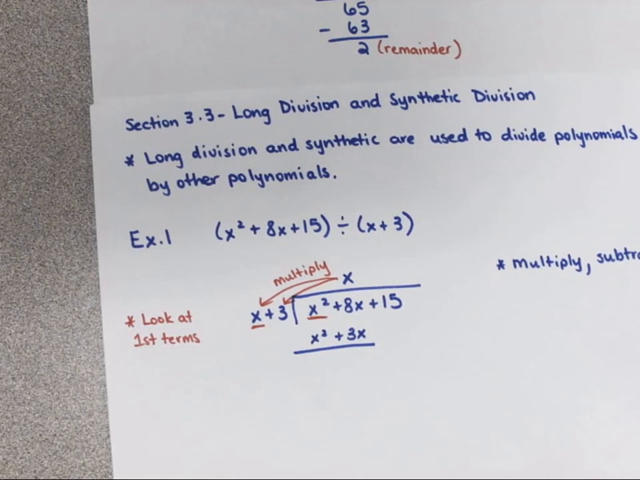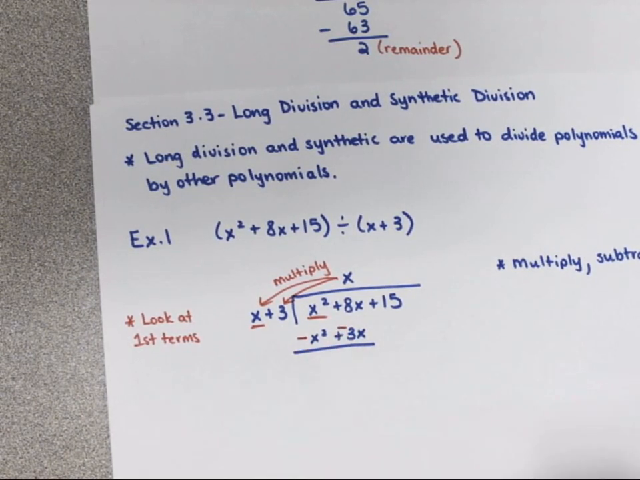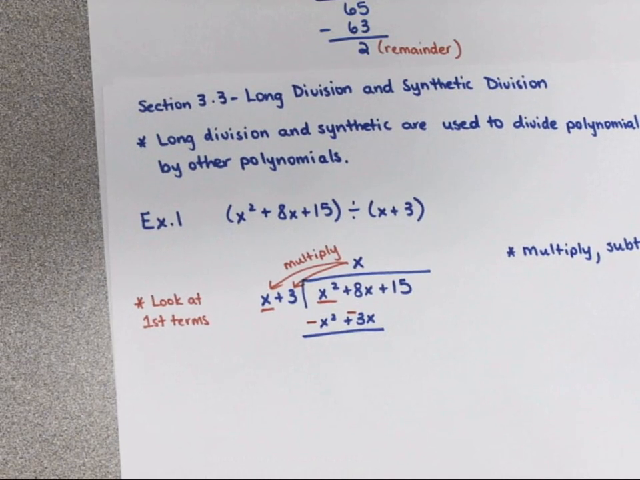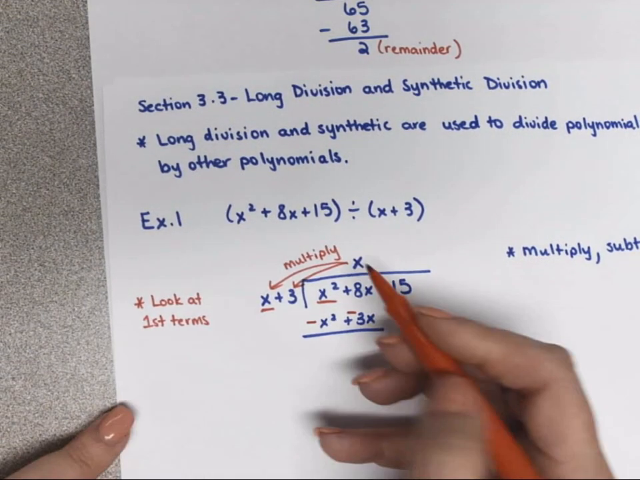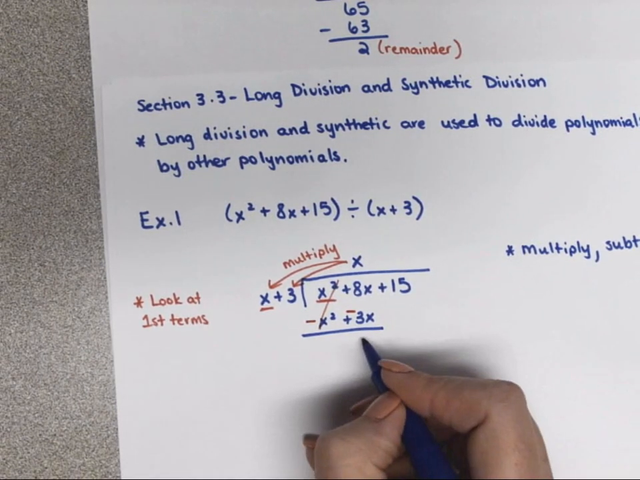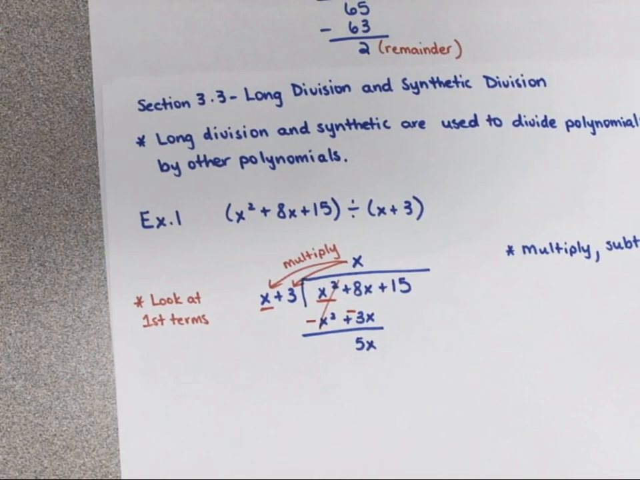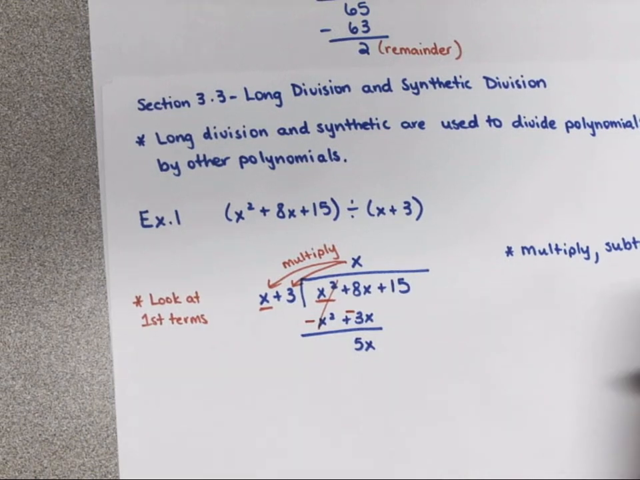Okay, so when I subtract a polynomial, notice what it's going to do to my signs. It's going to change them. So notice x squared minus x squared is gone, right? And then what's 8x take away 3x? 8x minus 3x would be how many? 5x's. Okay, so what do you think the next third step is? Since we multiplied and subtracted, what's the third step going to be?